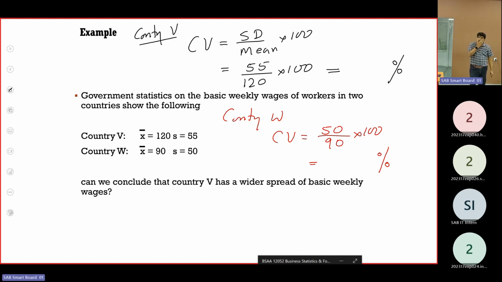Right. So now we know CV value high means the spread is more. Out of the two countries, which country has a higher CV value? We have to check. So this is country W, country B.